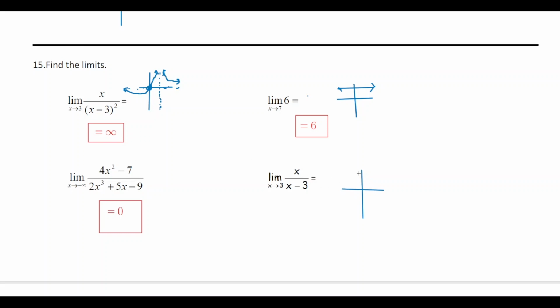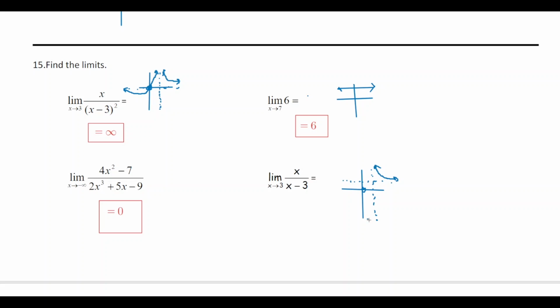We have a vertical asymptote at x equals positive 3. And then we have an x-intercept of 0 and a horizontal asymptote at 1, because the degrees are the same here. So the ratio of the leading coefficients is just 1. If I plug in a number like 10, I'm going to get 10 over 7, which is greater than 1. So I've got this piece to the graph here.